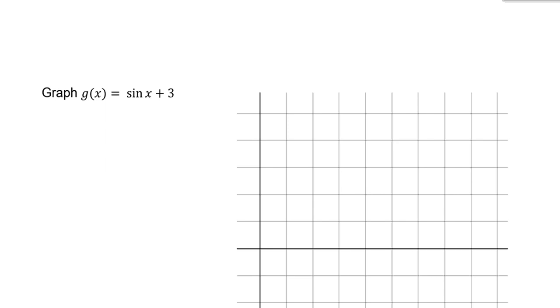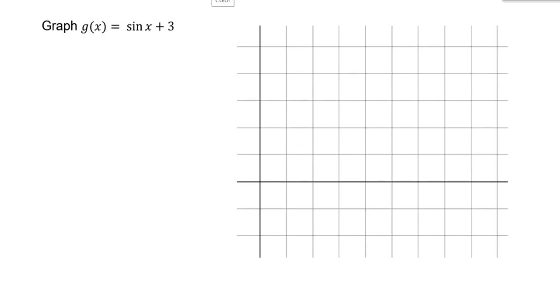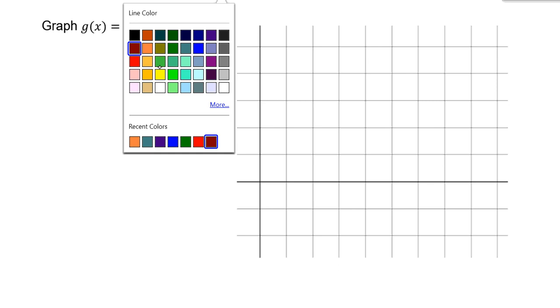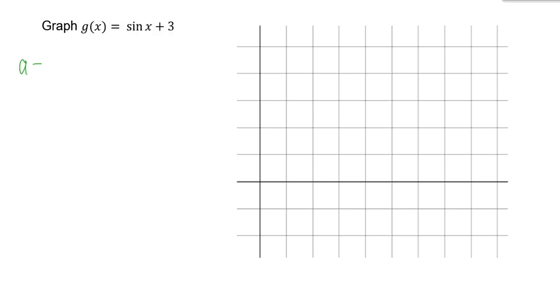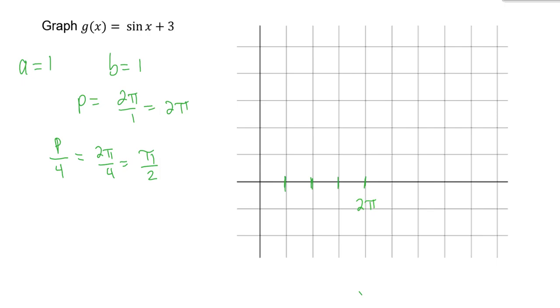Okay, this is the sine of x plus 3. Now, you're still going to go through and decide on your amplitude, your b, which is going to help you find your period. So count out 4 lines, 1, 2, 3, 4. That's going to be 2 pi. Okay, and then to do the period over 4, that would be 2 pi over 4 or pi halves. Okay, so 1 pi halves, 2 pi halves, and 3 pi halves.